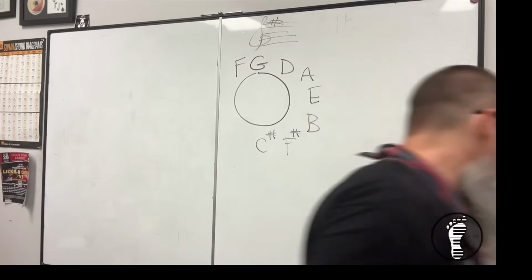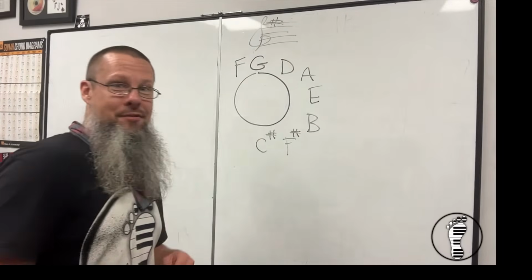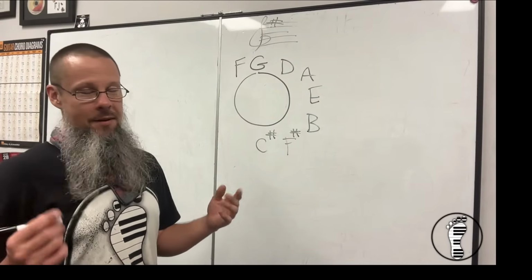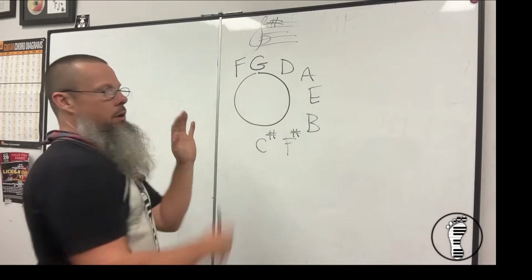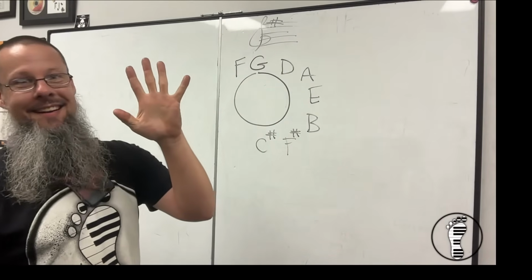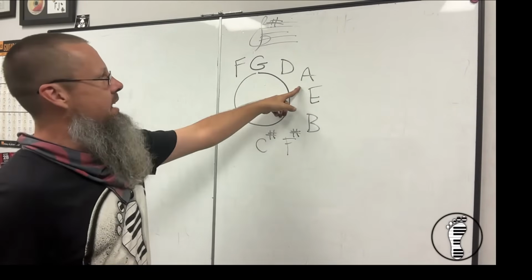Let's see if I'm anywhere close as far as the pitch. Oh, it was a major second off. G, A, B, C, D, E, F sharp, G. When we're doing our circle of fifths, we're going to say D, E, F sharp, G, A. That's how we get to A.